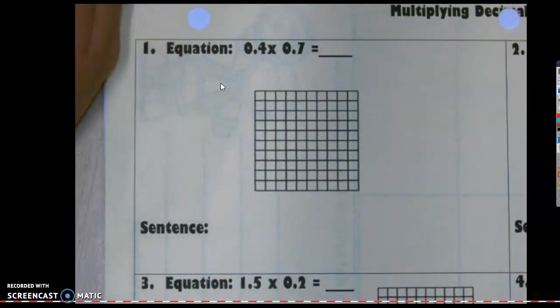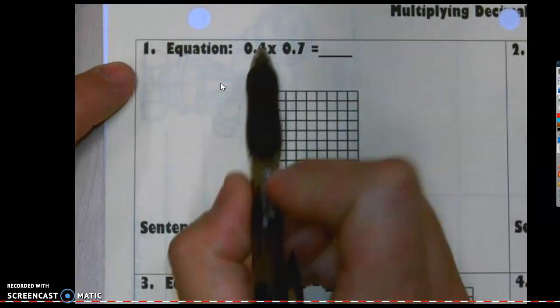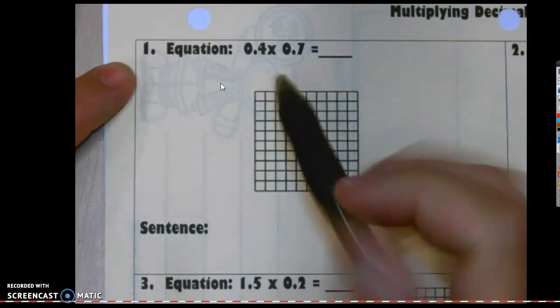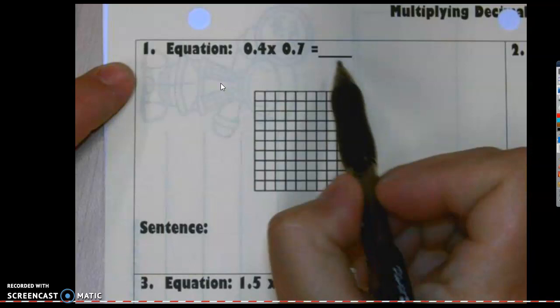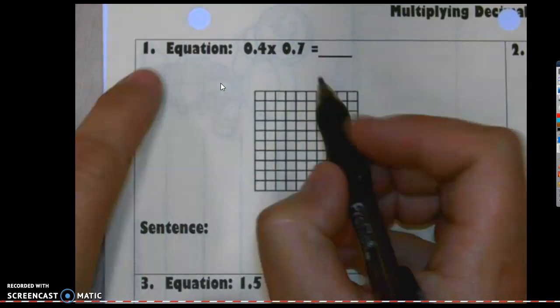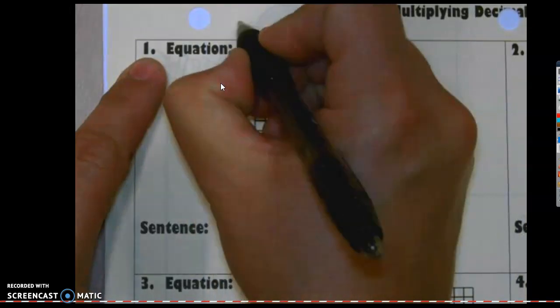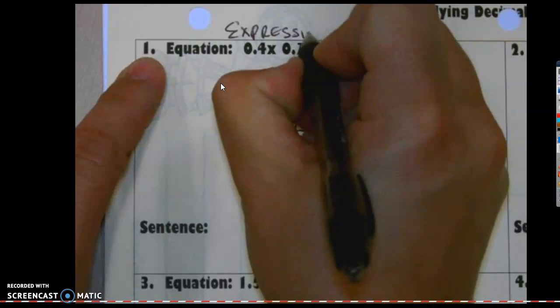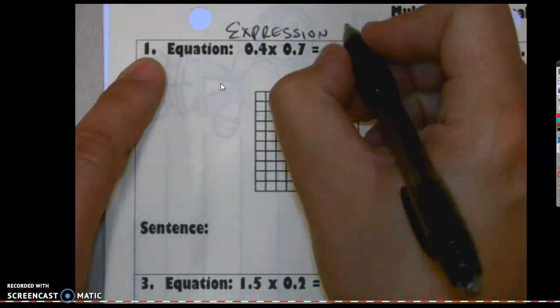All right, so we're going to multiply. Here's our equation. Eyes up here. Remember, equation means I have two sides of the equation and I have an equal sign. Equation, equal sign. An expression, let's write this up here, does not have an equal sign.